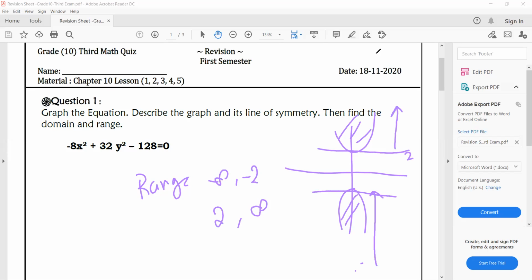How can I write it now? I will say it's from negative infinity to negative 2. Since negative 2 is included, I will put this type of bracket for it. Every time I see negative infinity, I have to use this bracket. Then here, the 2 is included, so I will use this bracket until infinity.